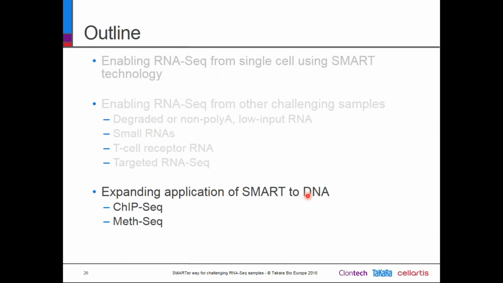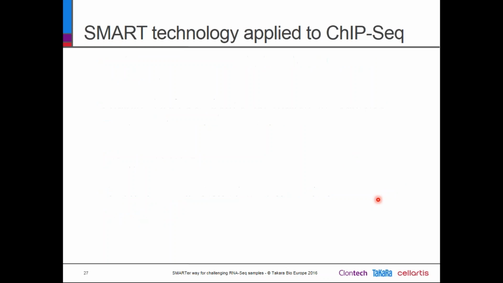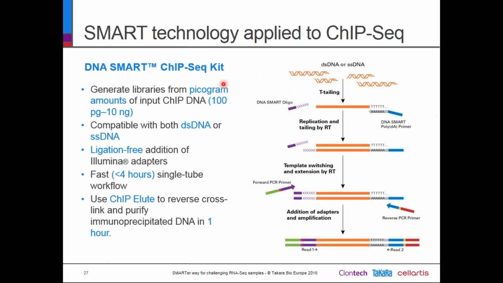Okay, so we are arriving to the end of the presentation. I will just briefly mention that we have adapted also the SMART technology to DNA because we have seen that SMART technology is very powerful when starting with very small amounts of RNA, and we saw that we could also use this with DNA applications that generate very small amounts of DNA. So this is the product that we have, the DNA SMART ChIP-Seq kit.